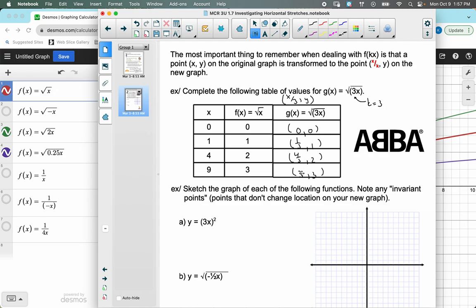And then 9 divided by 3 is 3. So those are my new points, and all that I did was divide by k. Divide x by k, and that gives you your new set of points. Okay, so it's just the opposite of last time, where we would have multiplied y by the a value. We're going to divide x by k to do a horizontal stretch or compression.